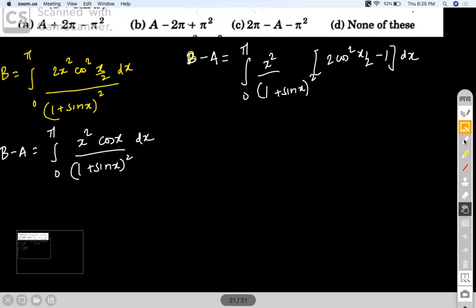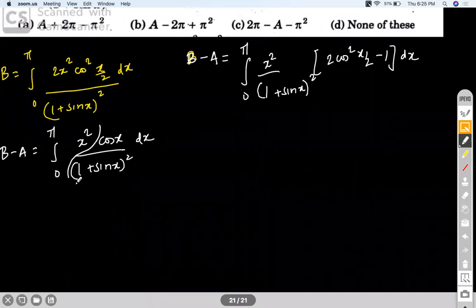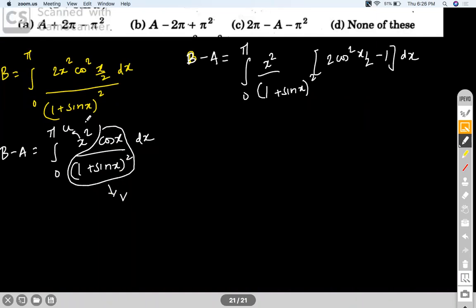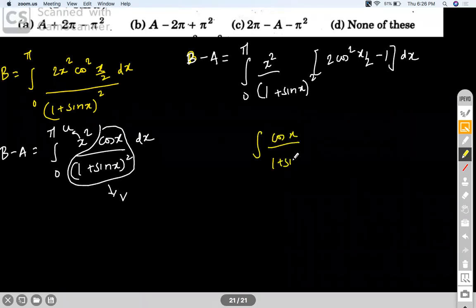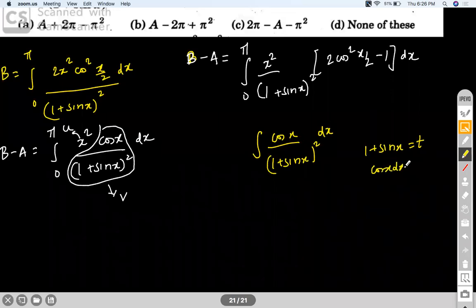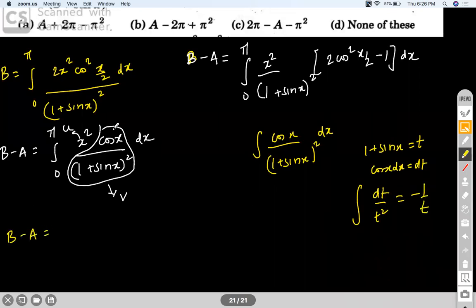Now, I'm going to take this as V and this as U. Why I'm taking this as V is because it is easy to integrate. If you want to integrate cos x by (1 plus sin x) the whole square, it is very easy because you can take 1 plus sin x to be your t. So cos x dx will become dt. It's just like integrating dt by t square, which is nothing but minus 1 by t. So B minus A, can I start integrating it?